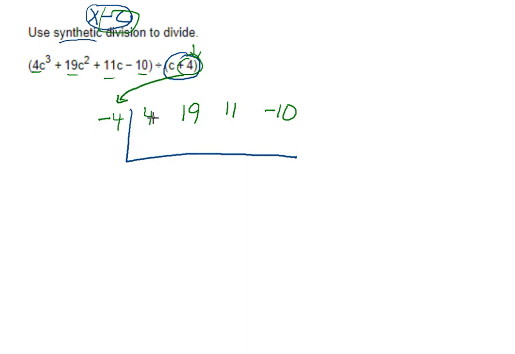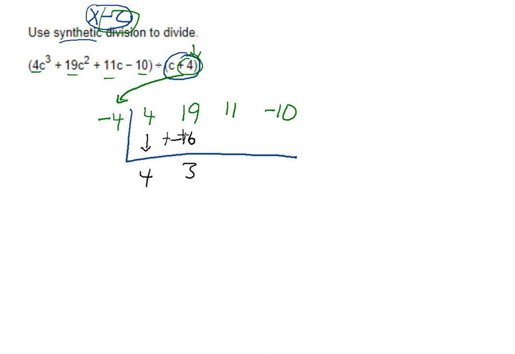So to get the process started, we take the first number inside the box and then drop it below the box. So we just drop the 4 straight down here. And this is where our answer is going to show up. So 4 is the first number in our answer. We take the 4, we multiply it to c, right, to this number here. So 4 times negative 4 gives me negative 16. You write the result underneath the next number inside the box, and then you add this column of numbers together. So 19 plus negative 16, that's just 19 minus 16, is going to be 3. And you just repeat that process until you get to the end.